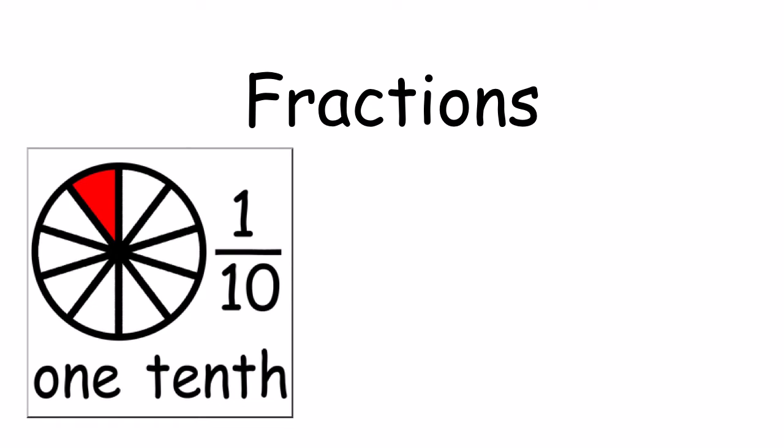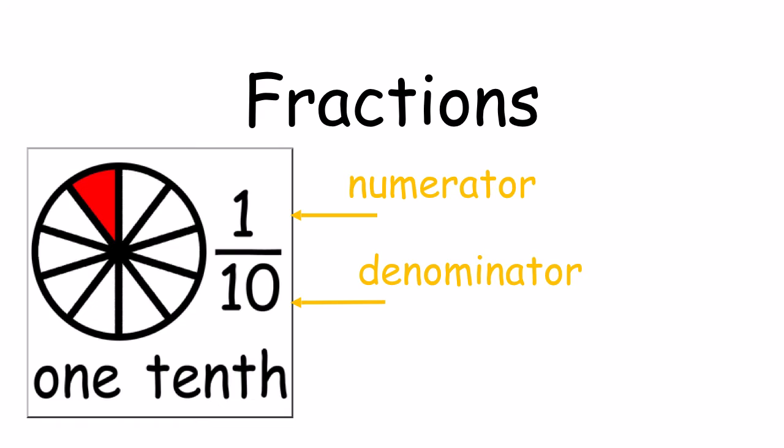Now we're going to remind ourselves of the vocabulary that we learnt yesterday. Can you remember the names for the 2 parts of a fraction? What is the number on the top called? What is the number on the bottom called? The number on top is the numerator and the number on the bottom is the denominator. Pause the video and see if you can remember what the denominator tells us and what the numerator tells us.